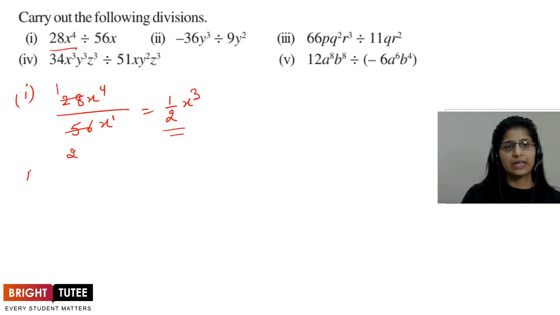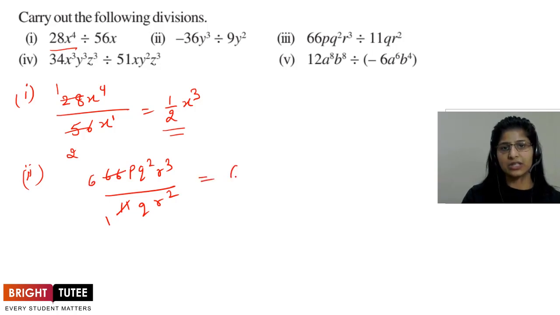Clear? Second part is 66 pq square r cube divided by 11q r square. So 11 ones are 11, 11 6s are 66. So 6 is the numerical value that we get. P is not cancelled by any of them. Q square upon q, we will be just left with q. R cube upon r square will just be left with r. Clear? Quite easy to do.